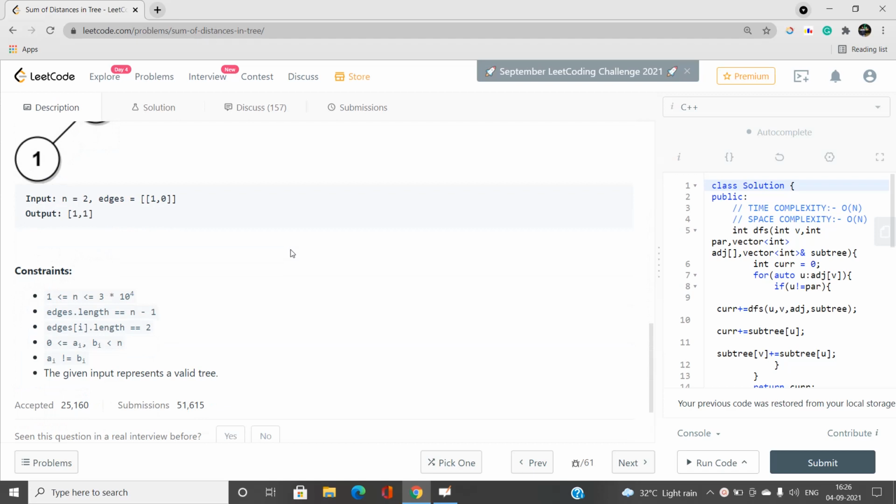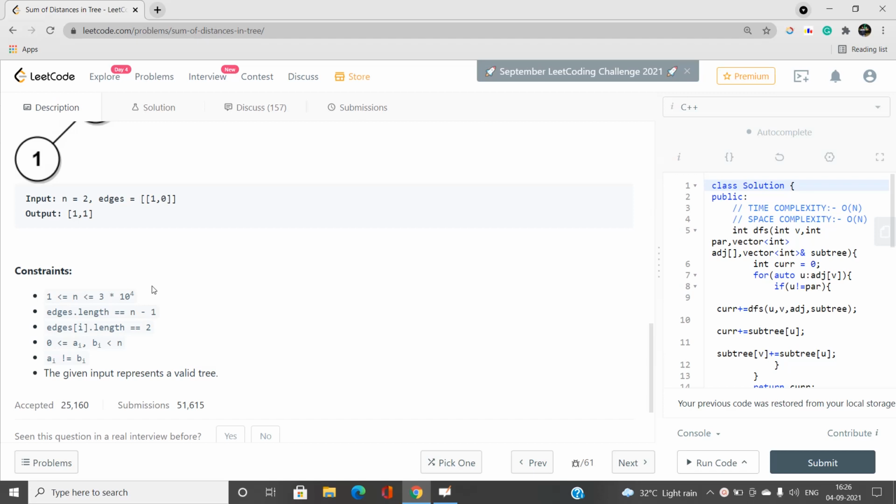Let's analyze this. N is 3 into 10 raised to the power 4. You can see that we cannot have an O of n square solution, because the time limit would be exceeded: the number of iterations would go around 10 raised to the power 9. If you square this, it is 9 into 10 raised to the power 8, so around 10 raised to the power 9, and this is not good. We are not going to follow that.